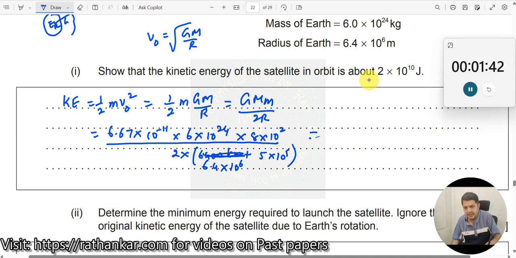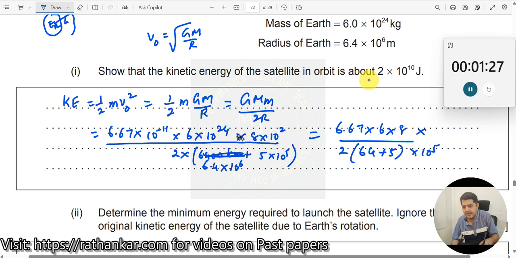So what I can do is, now let me take the numbers separately. 6.67 into 6 into 8 divided by 2 into this 64 plus 5 into 10 to the power of 5. In the numerator I have missed this. 24 plus 2 is 10 square, 26. 26 minus 11 should be 10 to the power of 15. Okay, so now let us do this using my calculator.